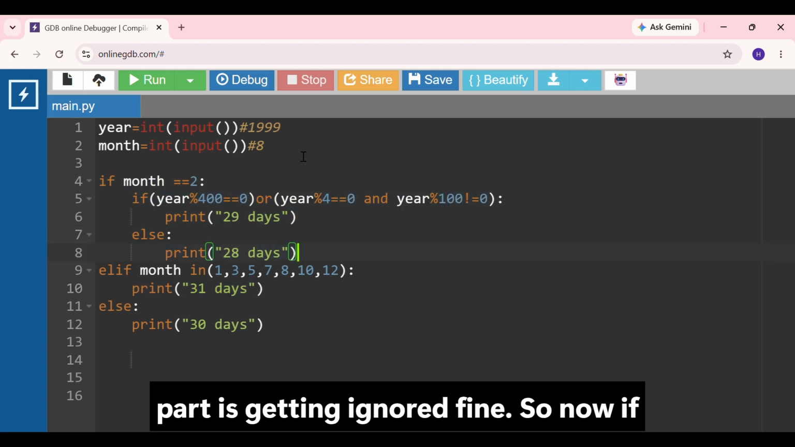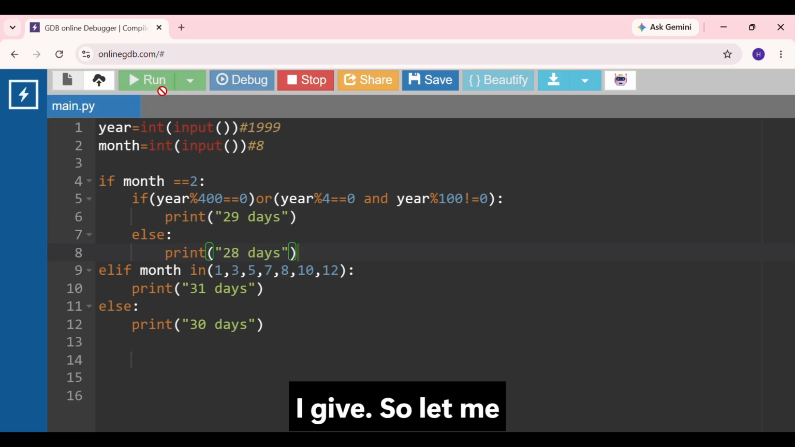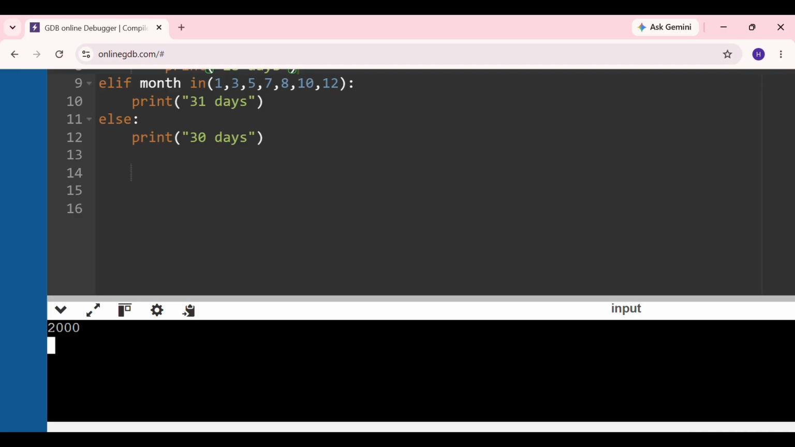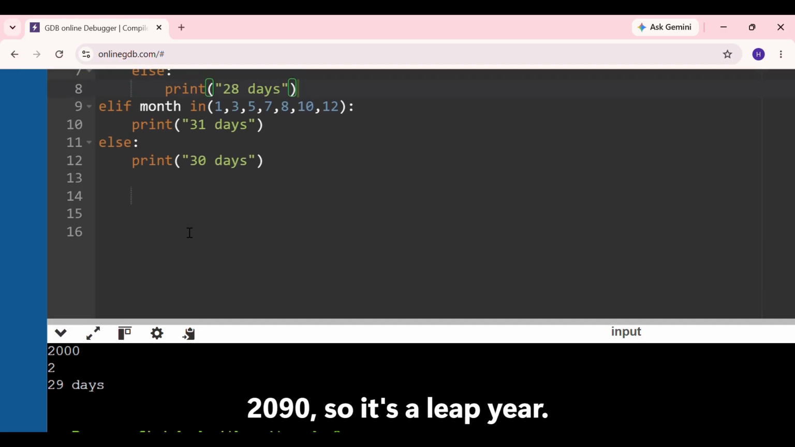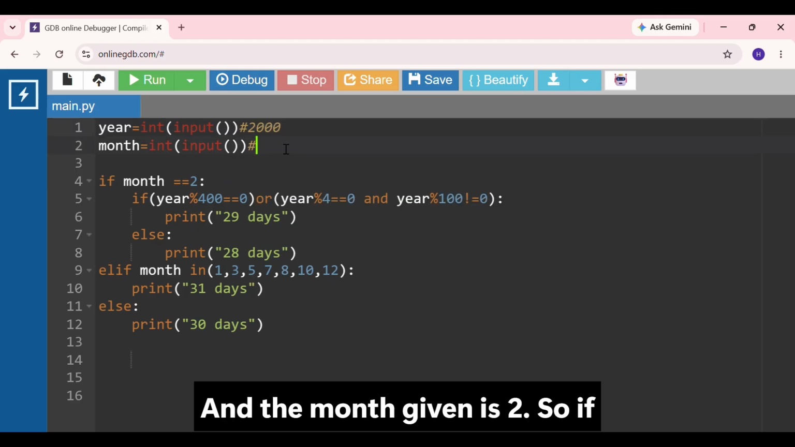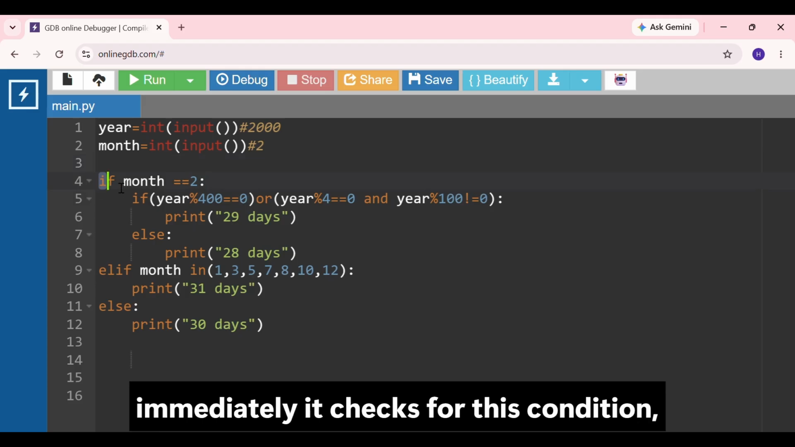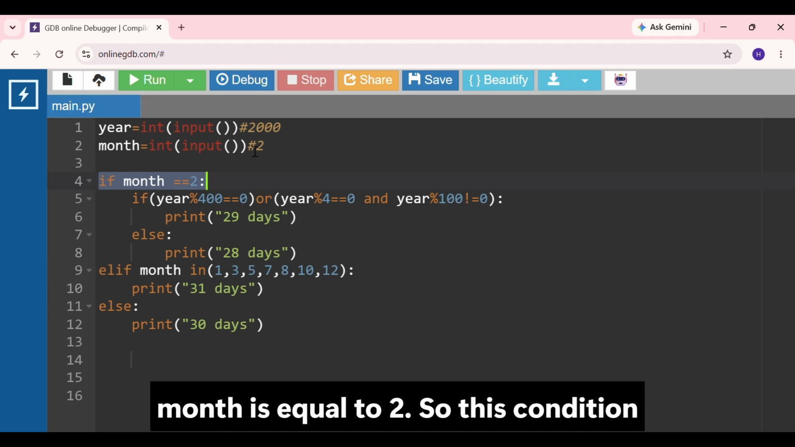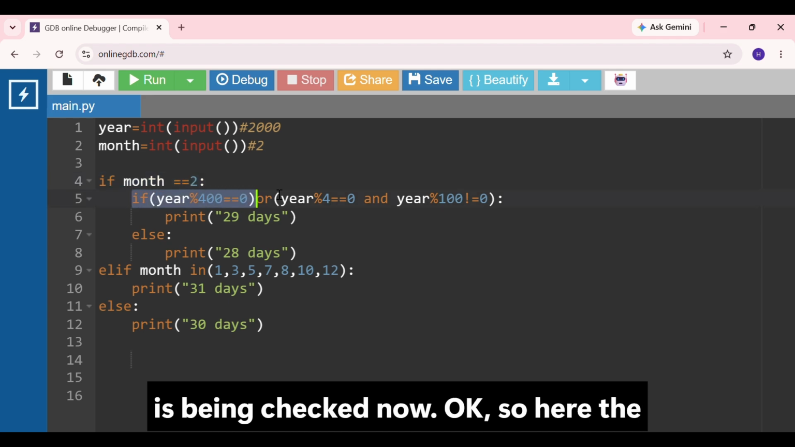Fine. So now let me run the program again. What if I give 2000 and 2? 29 days. So it's a leap year. Okay, so here is how it is being checked. So 2000 and the month given is 2. So immediately it checks this condition, so is month equal to 2? Yes, month is equal to 2. So this condition is being checked now.